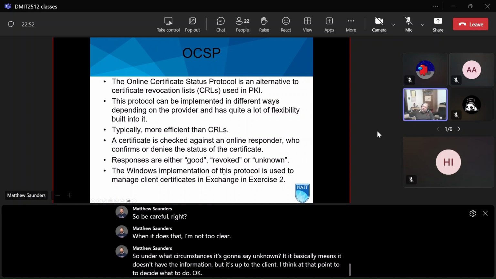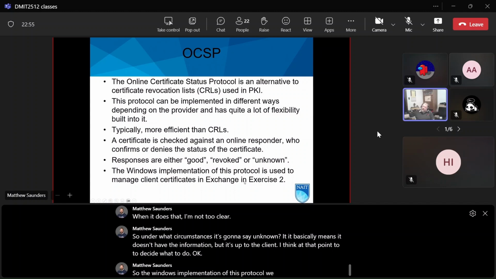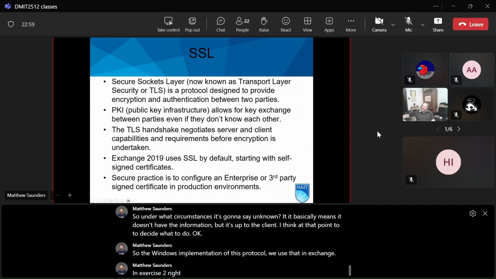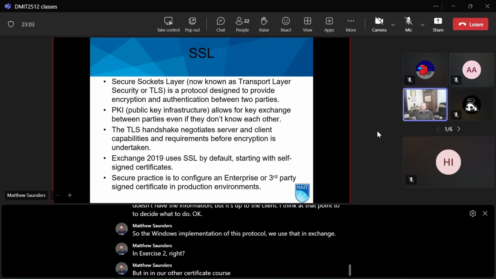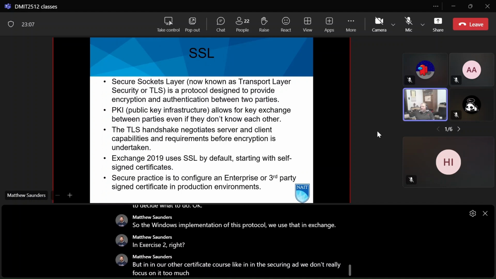So the Windows implementation of this protocol, we use that in Exchange in Exercise 2, right? But in our other certificate course, like in Securing AD, we don't really focus on it too much because it's just an alternative, really.